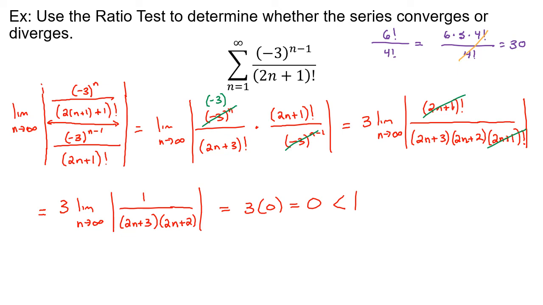The fact that it comes out to be less than 1 says that this original series converges. In fact, it converges absolutely. It's an absolute convergence by ratio test.